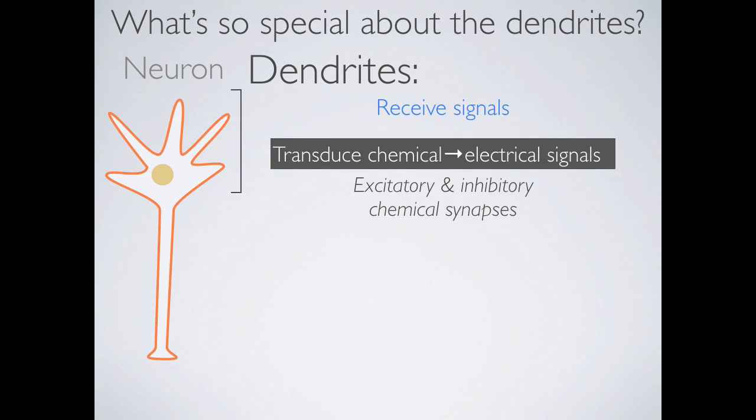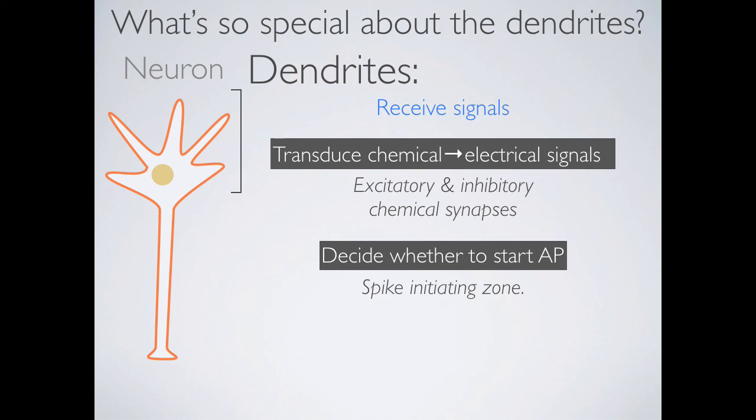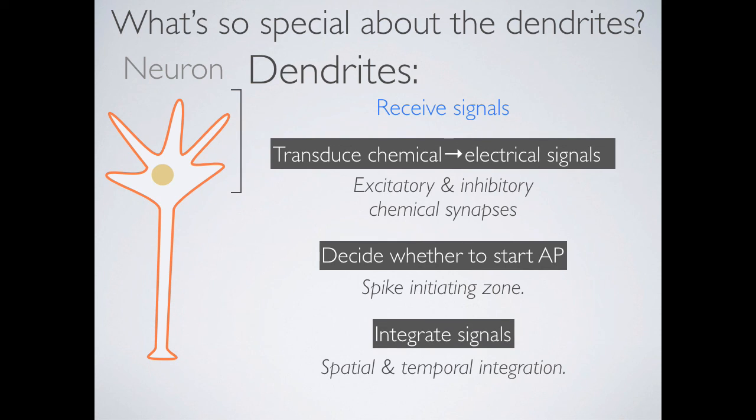So on dendrites, we've seen how they receive signals that transduce a chemical signal into an electrical signal, so we get changes in the membrane of the dendrites. They can be both excitatory and inhibitory. At the axon hillock, or the spike initiating zone, we have this decision made about whether an action potential is generated, and that provides the opportunity to integrate signals, both temporally and spatially.